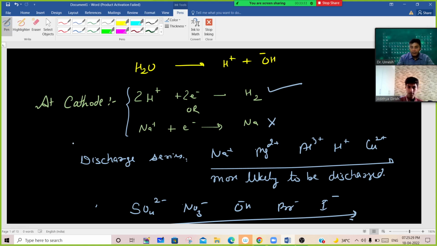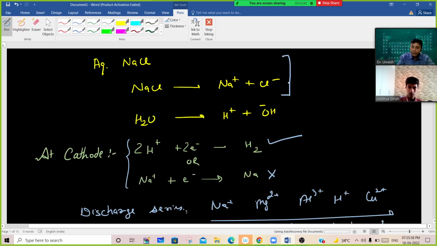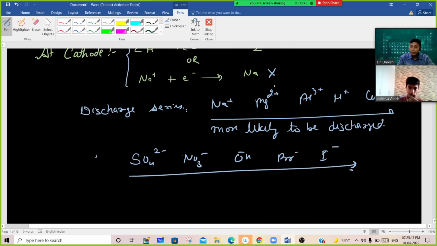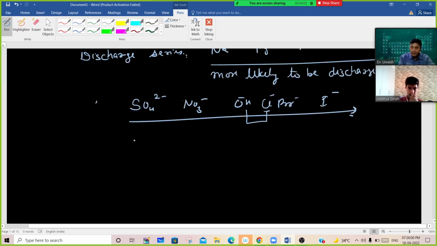Now, at the anode part, here I have chloride and OH. Out of these two, which will be attracted towards the anode? Put chloride also. Right. So the chloride and OH, out of these two, the chloride ion has more tendency to get discharged. It means at anode, I have two ions, one is chloride ion, other is the OH.